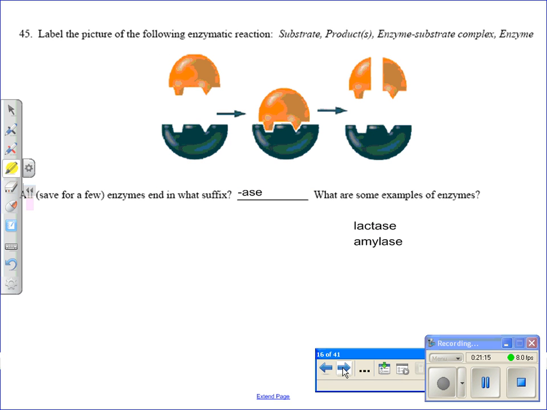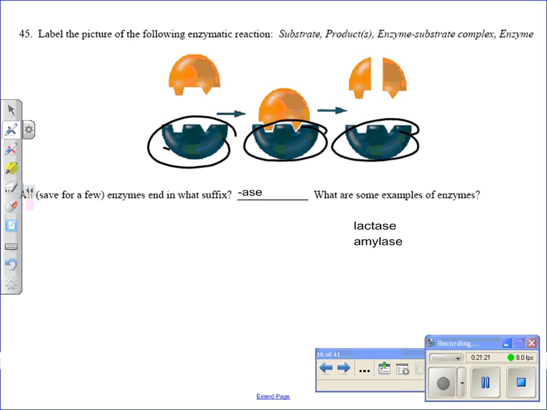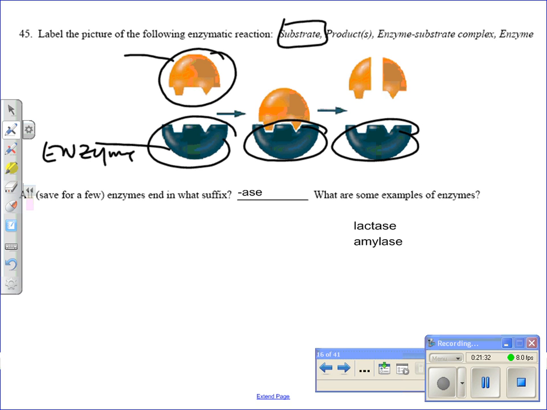Label the picture of the following enzymatic reaction. If you look, you have to be able to see this. The enzyme, notice, isn't changed. So that I know this, the bottom part is going to be the enzyme. Substrate is the molecule that the enzyme works on. So it's going to take this molecule. This molecule will be the substrate. Then the product at the end is what's left.